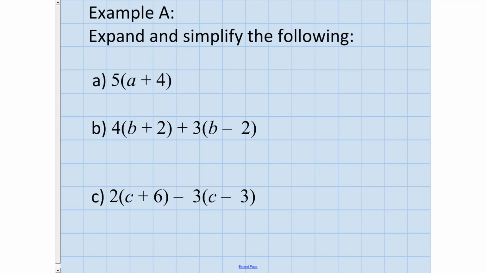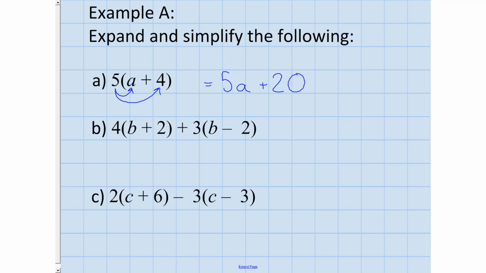So we could think of it as a plus 4 and a plus 4 and a plus 4 and a plus 4, 5 times. But obviously the bigger the number is, the longer it's going to take us. But what we can also do is think of it as we've got 5 lots of a, so that would be 5a. And we've got 5 lots of the plus 4, which would be plus 20. So 5 and then in brackets a plus 4 can be expanded to 5a plus 20.